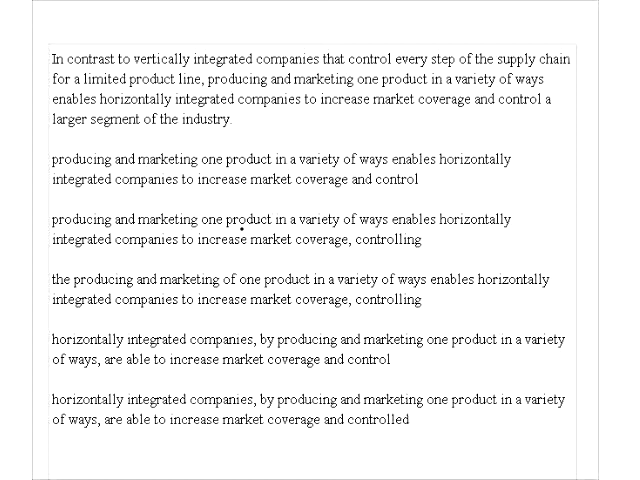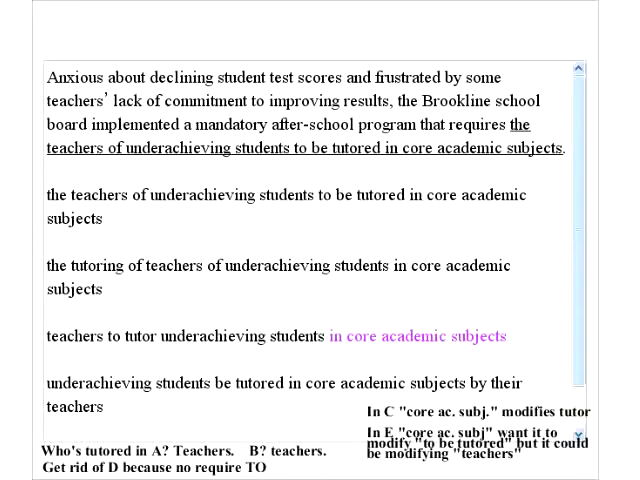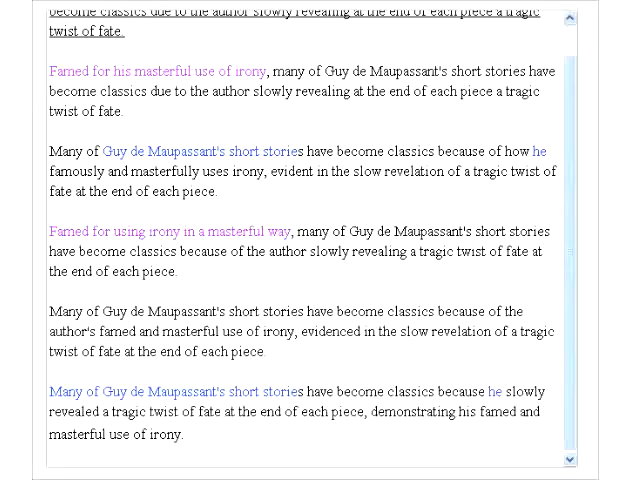Sorry if the font size was weird. Real quick, there were a couple of previous questions. In D, evidenced is being modified, someone said. In D, evidenced is being modified. Evidenced is a modifier. It's modifying irony, right? So a masterful use of irony, and that irony is evidenced. This is a past participle in the slow revelation of a tragic twist. So there is a modifier, but there's no problem there.